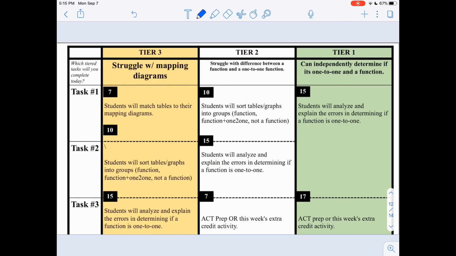If you can independently determine if it's one-to-one and a function, you will analyze and explain the errors in determining if a function is one-to-one. If you struggle with the difference between a function and a one-to-one function, you will start by sorting tables and graphs into groups, and then you will move on to the Tier 1 task. If you struggle with creating mapping diagrams, you will match tables to their mapping diagram before moving on to the Tier 2 and Tier 1 task.